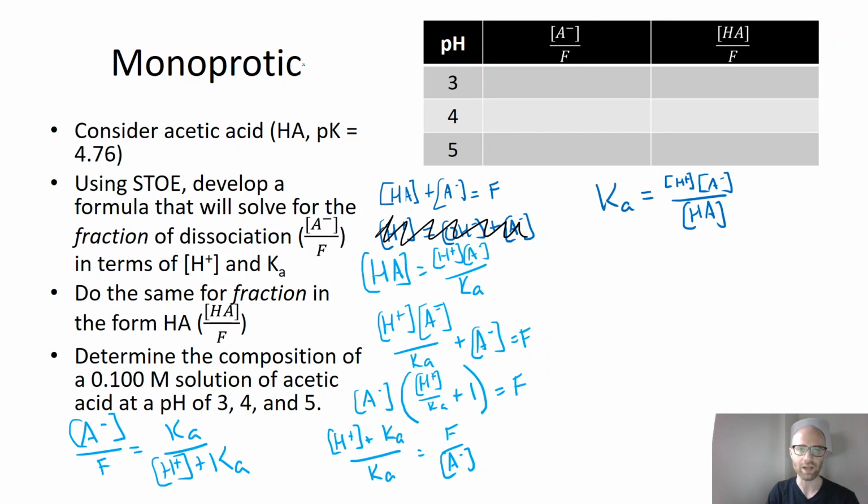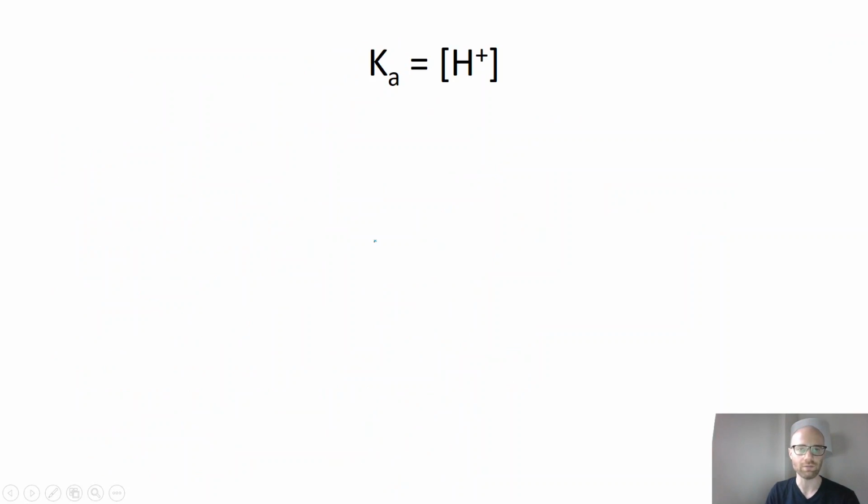So for a pH of 3, I'll write it once. This is going to be equal to 10 to the negative 4.76 divided by 10 to the negative third plus 10 to the negative 4.76. And when you do that, what you get is a relatively small number. You get 0.017, which tells me that 1.7% of the solution is in that form. Well, no, I won't say that yet. That's coming up.